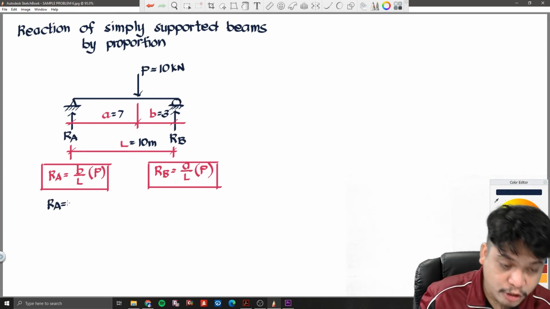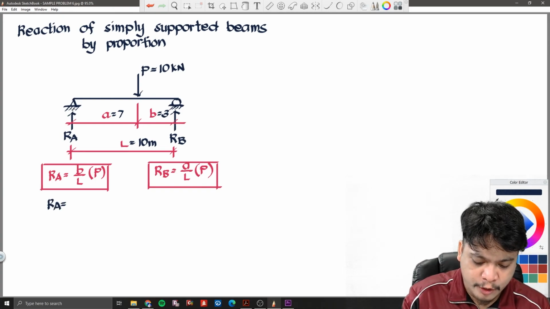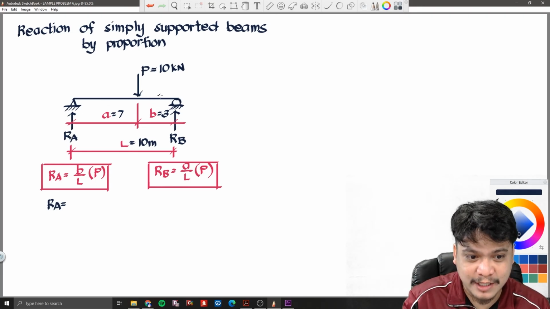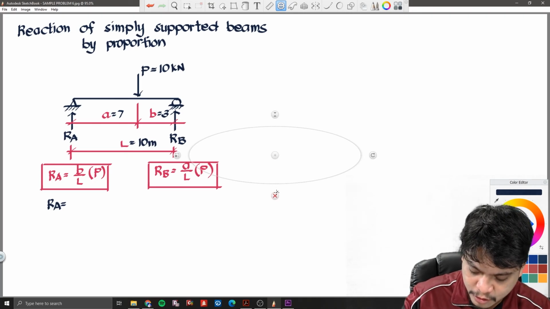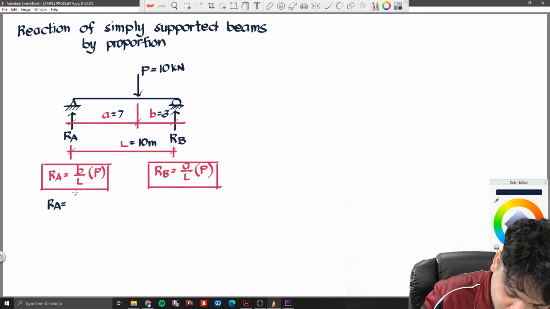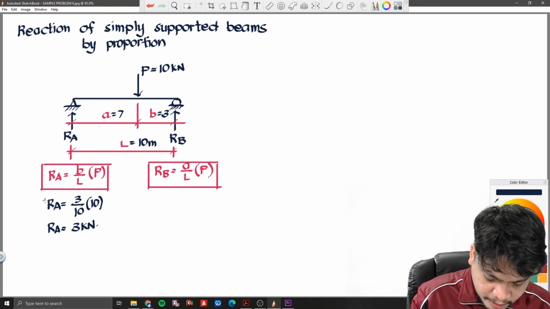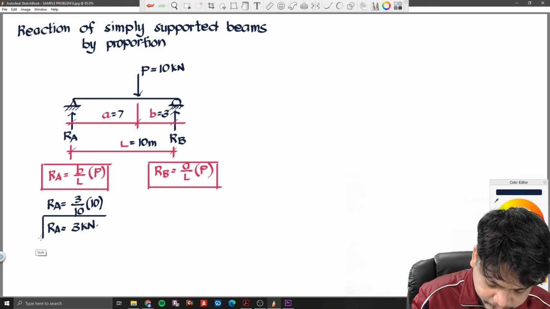Okay? Ratio and proportion lang. Kung kukunin yung reaction ng A, ratio lang ng mas malayong distance sa kanya, which is the B, all over the total length. So, you will be having here B, which is 3 all over 10. And then, you multiplied it by the value of P. So, yung RA mo, and that's equals to 3 kilonewton. Okay, so you have now this answer.